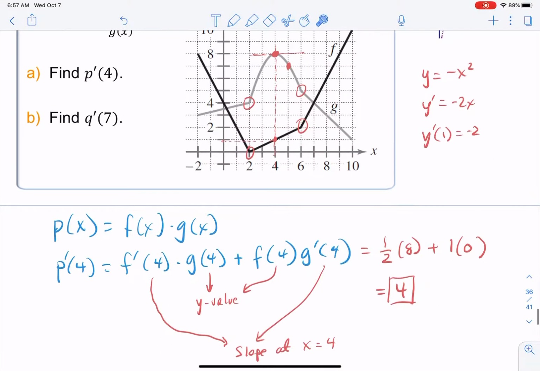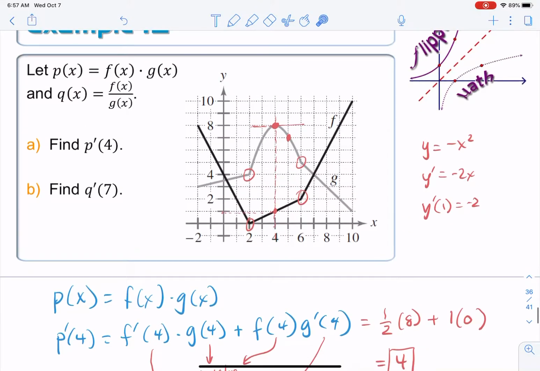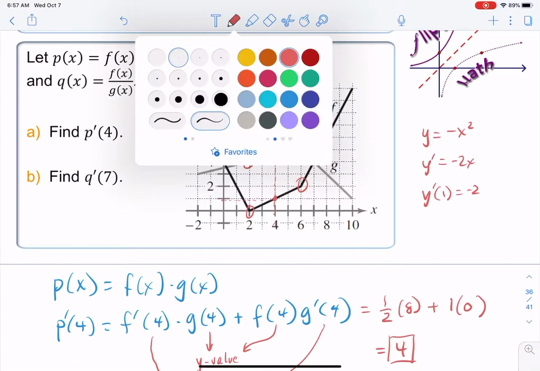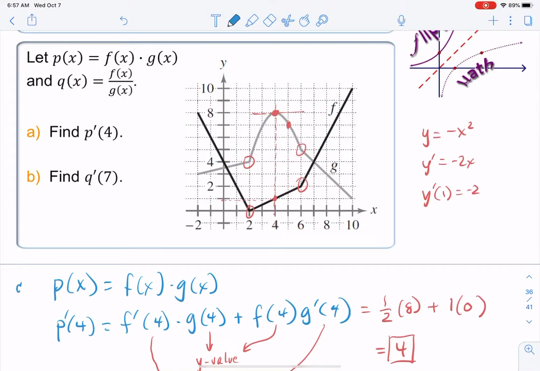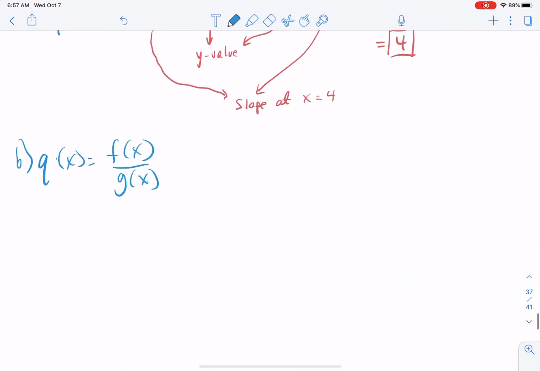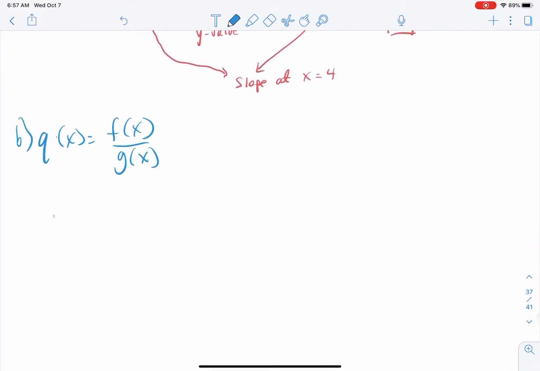Okay, let's look at Q. Q is the quotient. We want to find the derivative at 7. I'm going to switch back to blue here. So this was part A. So Q prime of 7. Q of x was equal to f of x divided by g of x. I'm fairly certain g was on the bottom. Okay, so once again, let's apply the quotient rule. My Q turned into a G. Did you notice that?